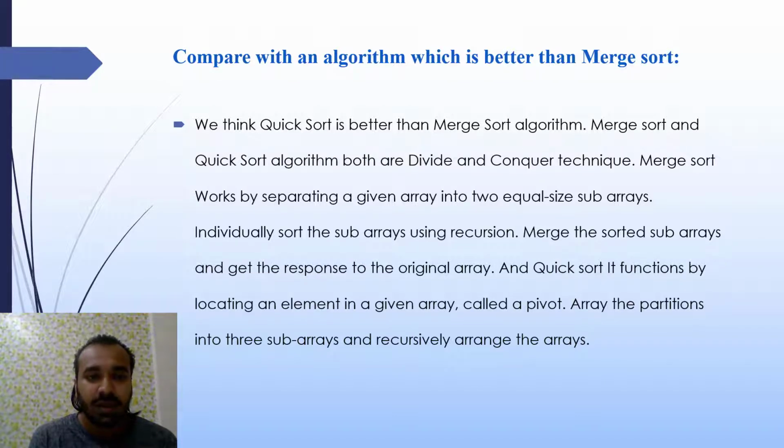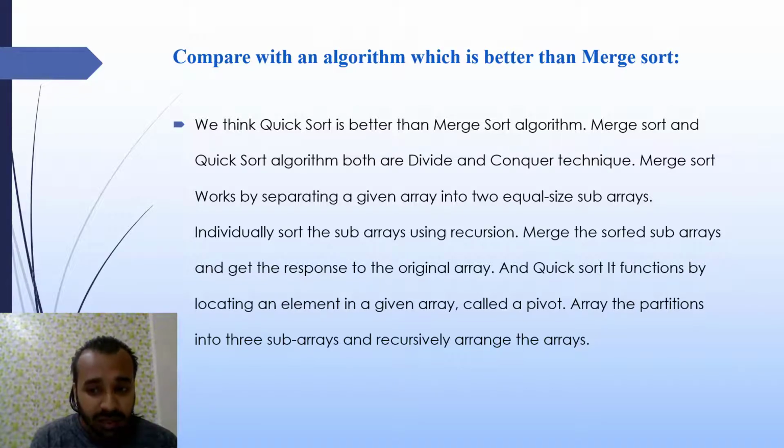So I am gonna compare with an algorithm which is better than merge sort. We think quick sort is better than merge sort algorithm. Merge sort and quick sort algorithms both are divide and conquer techniques. Merge sort works by separating a given array into two equal size sub-arrays, individually sorting the sub-arrays using recursion, and merging the sorted sub-arrays to get the response in the original array.